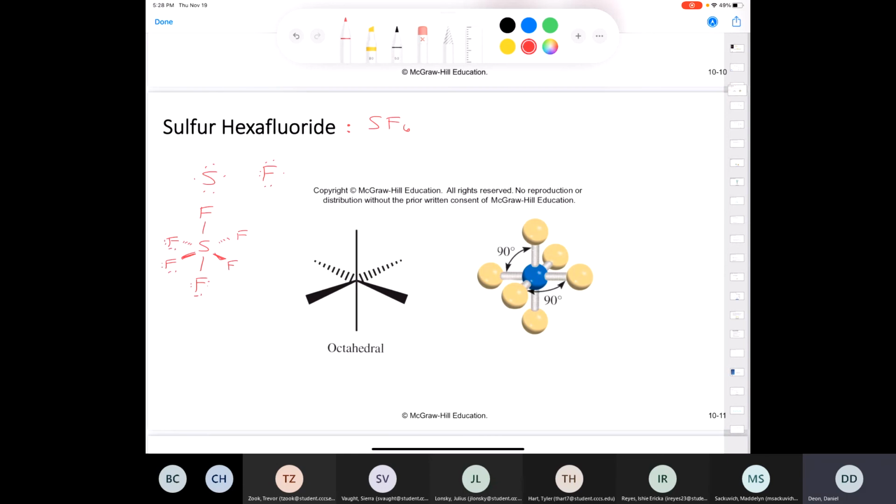Okay, put in all my lone pairs. We have a saying in organic chemistry: friends don't let friends leave lone pairs out, right? Anyhow, you can see that all the bond angles are 90 degrees, except if you choose two extremes like this, you get a bond angle of 180 degrees.